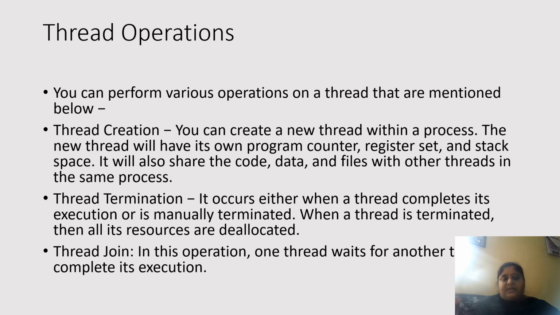Next operation is thread termination. It occurs either when a thread completes its execution or is manually terminated. When a thread is terminated, all its resources are deallocated. Next, thread join. In this operation, one thread waits for another thread to complete its execution. So three types of operations here: thread creation, thread termination, and thread join.